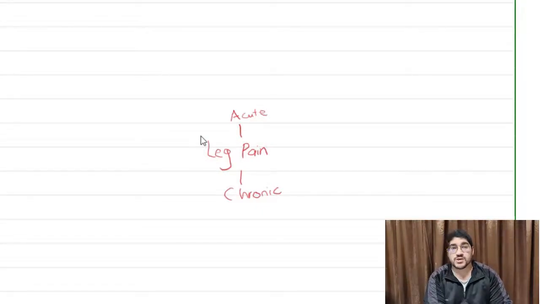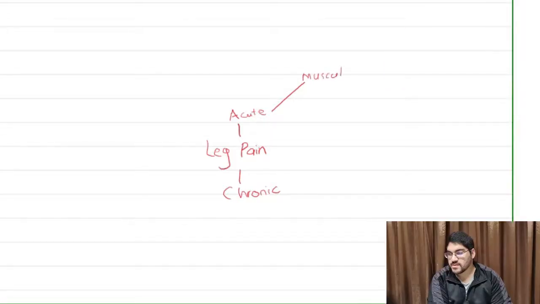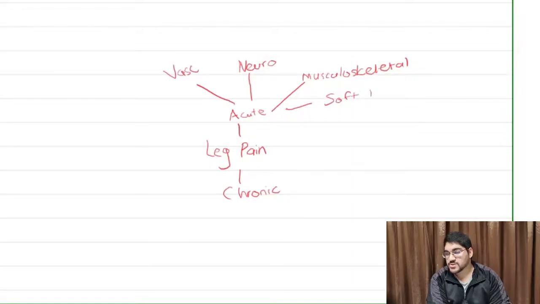So we're going to start with the acute causes. Once you've split it into acute and chronic, I find the best way is to then proceed anatomically. So go by organ system that could be involved. So if you're looking at a sore leg, the organ systems that would be involved are musculoskeletal. Then there is neurological, vascular, and don't forget soft tissue, right? Because all of these could actually cause leg pain.